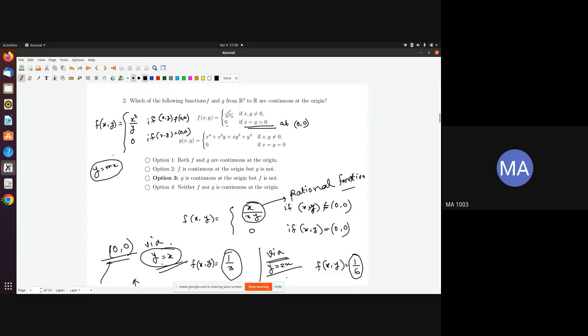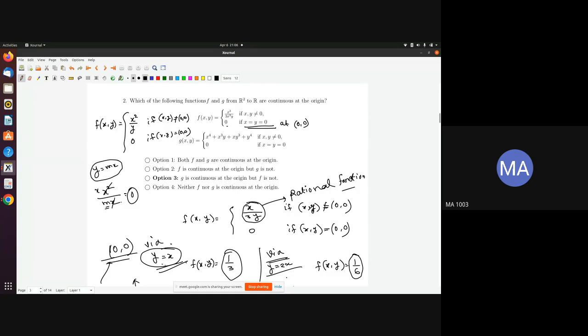Has everybody clear on that? Putting limit 0 to 0, x square by mx, whatever m value you choose. So it is basically x by m. Now I am approaching (0, 0), so x is approaching 0. So it is 0 by m for whatever the value of m is. So it is 0 for every straight line, right?